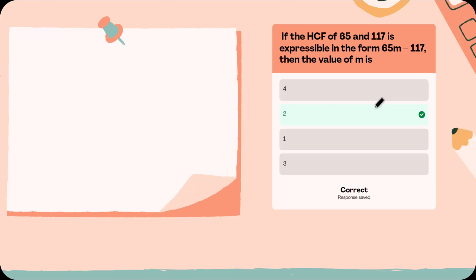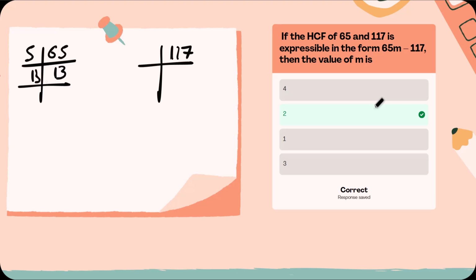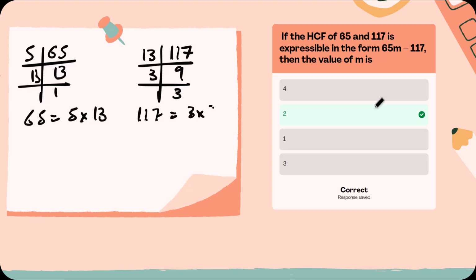If the HCF of 65 and 117 is expressed in the form 65m minus 117. So what is the HCF of 65 and 117? Let's look into it. 65 can be written as 5 into 13, right? So 5 and 13 are the prime factors of 65. What about 117? Let's try it with 13. 9 into 13 will become 117. So 117 will become 3 into 13.